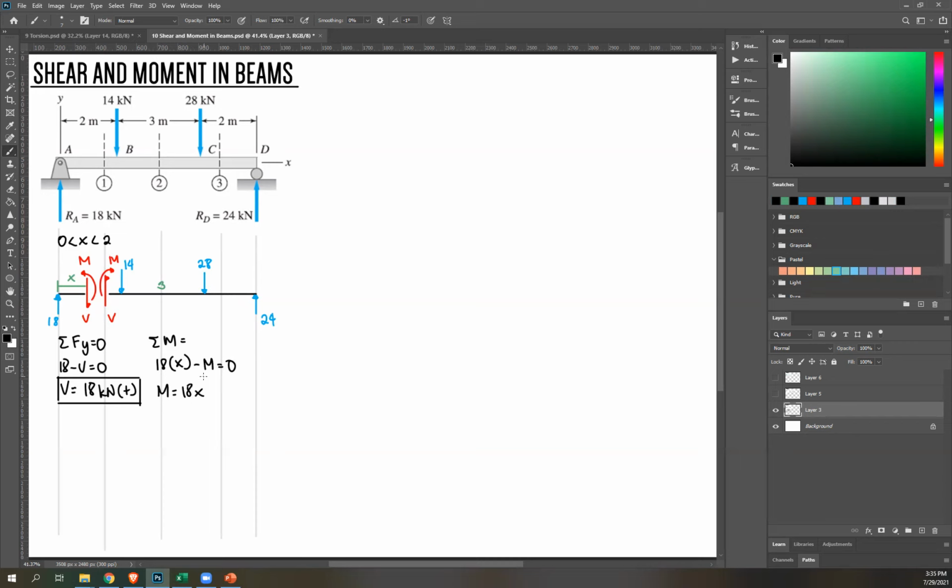Therefore, M is 18x, positive, therefore correct assumption. And then to get the sign of this, you'll see if it creates a smiley face or a frowning face. So let's isolate. This is your moment, right? It's going to push down here, and then it's accompanied by another moment here to push it down. As you can see, it creates a smiley face. That's why it's positive. The unit of this is kilonewton meter, and this is positive.